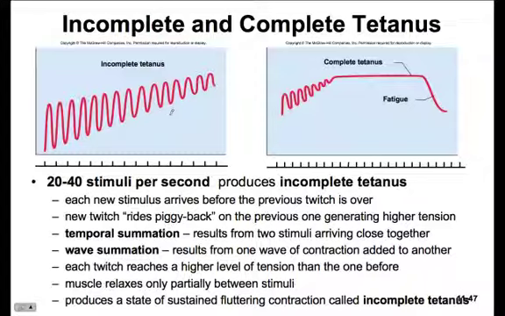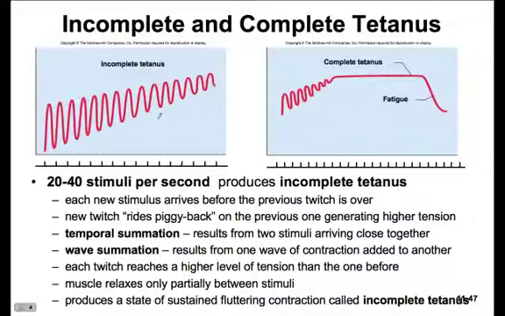Temporal summation because the stimuli are arriving closer together in time and are thus summed, or wave summation because one wave is added to the other wave. Each twitch reaches a higher and higher level of tension than the one before, and the muscle relaxes only partially between the stimuli. This produces a state of sustained fluttering called incomplete tetanus.